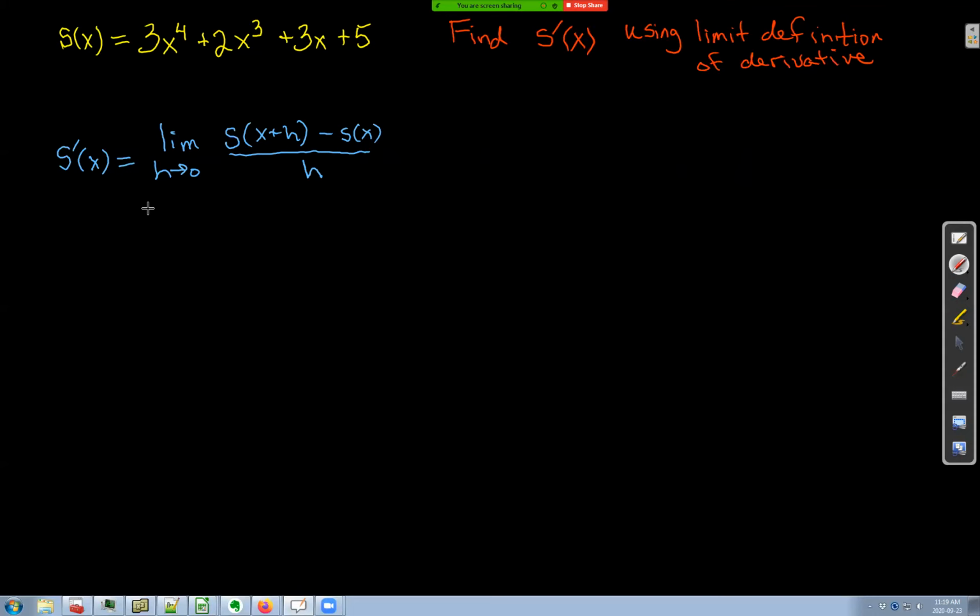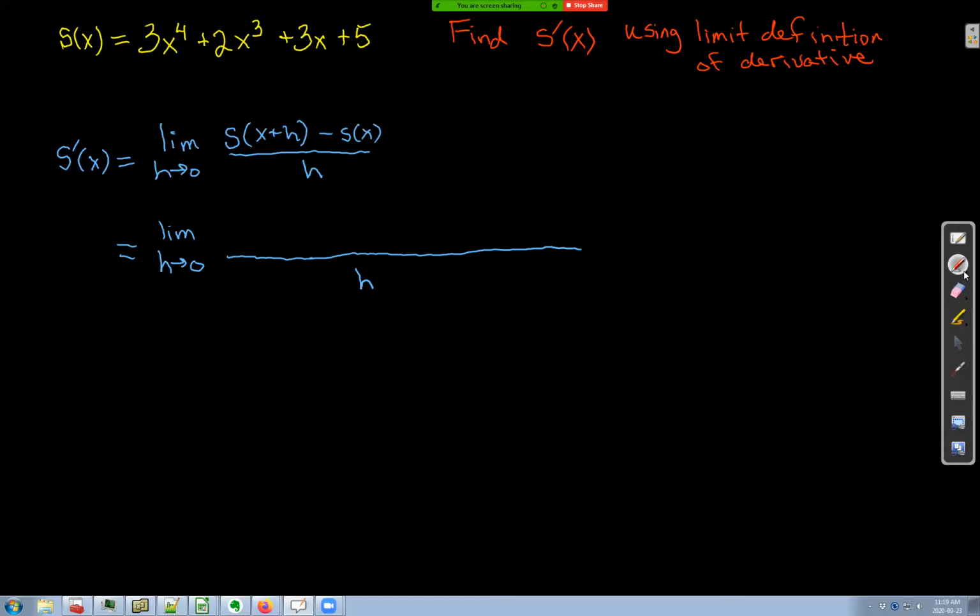Now what we do is substitute. We ask, what's s of x and what's s of x plus h? So this is going to be the limit as h goes to 0 of an enormous fraction. It's still going to have h in the denominator, so the denominator is nice and simple, but the numerator is going to be really, really bad.